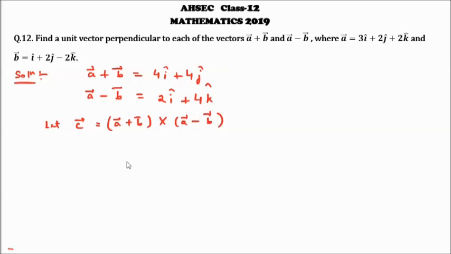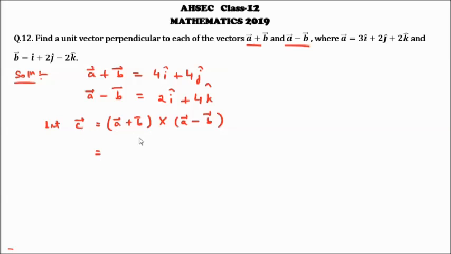Why am I doing so? Because I want to find a unit vector perpendicular to these two vectors, a vector plus b vector and a vector minus b vector. And we know that the cross product of two vectors is nothing but that vector which is perpendicular to both the vectors. That means a vector plus b vector cross a vector minus b vector is a vector which is perpendicular to both these vectors. So if I take their cross product, then I can name it c vector, and if I can find the unit vector c cap, then my answer is done. So my main motto is to find c cap.